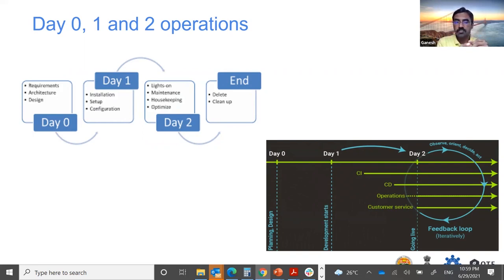Once I complete my day 1 operations, it is more of a day 2 operations. It's like a maintenance mode. The setup is already up and running, and then it has to run on its own. That's where maintenance, housekeeping, and optimization come in. I already deployed hundreds of servers, and then I started getting many issues related to my network configurations, or my infrastructure, or my storage capacity is full and I'm not able to control it. All these activities are happening in my day 2.